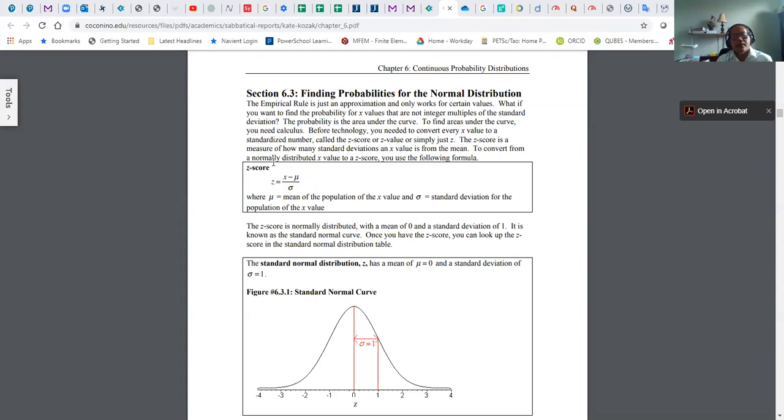And this is the transformation formula. If you want to change from any normal distribution to the standard normal distribution, you can use what we call the z-score.